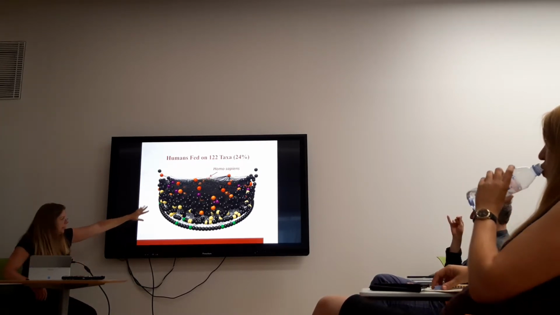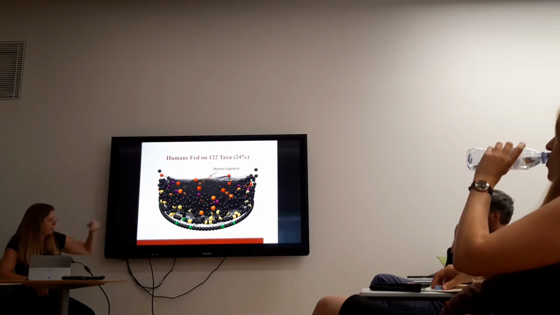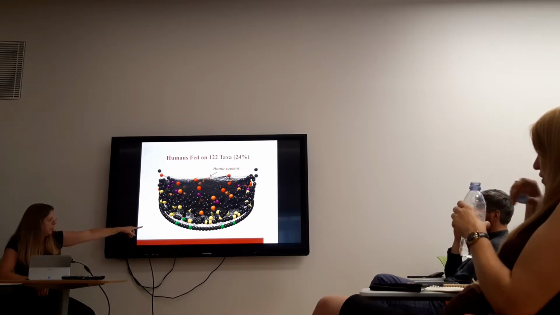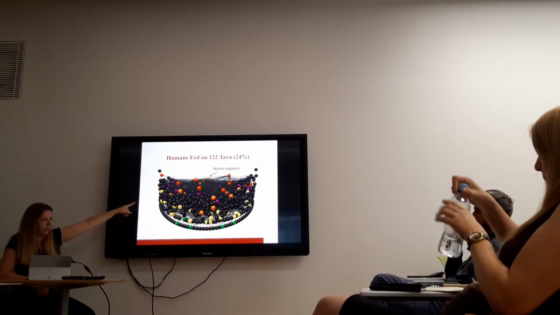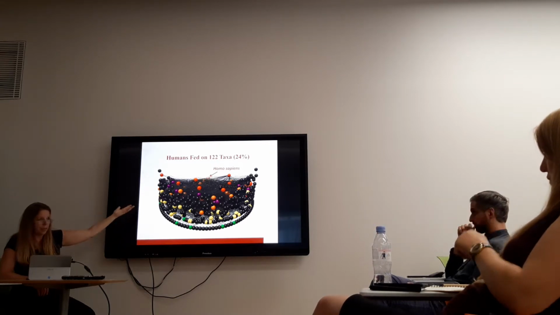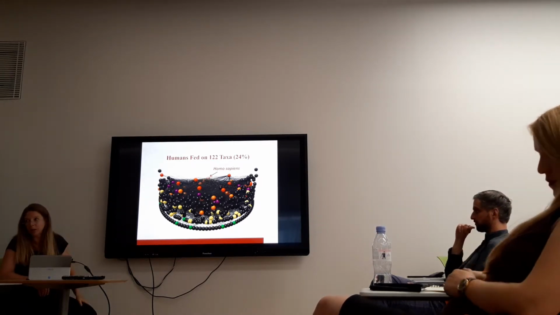And the other thing you can see, I've left colored in the ones that they fed on, and they're feeding at all trophic levels, so they're highly omnivorous, which is basically what omnivory means, feeding at many trophic levels.